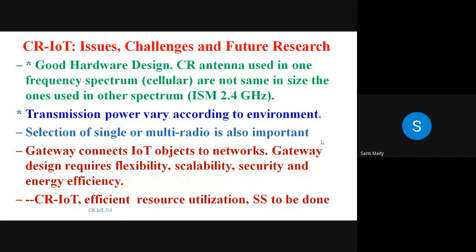Gateway, this is an important part. As I said, the gateway connects different IoT objects to the network. Now, the individual IoT objects have to do the spectral sensing. This is again time consuming and energy consuming. An IoT node may not have that energy for spectral sensing, and the gateway has to do it on behalf of the IoT. So this is basically an important issue. The gateway has to have flexibility, scalability, security, and energy efficiency. Furthermore, if the spectral sensing job has to be done by the gateway, this again adds to the burden. So efficient resource utilization and access has to be done.